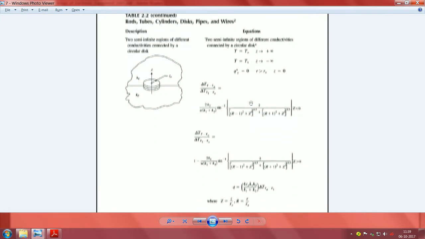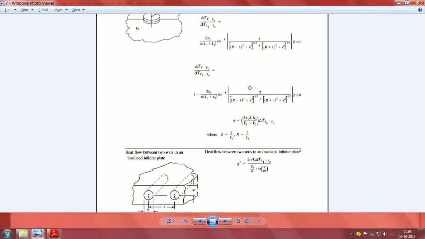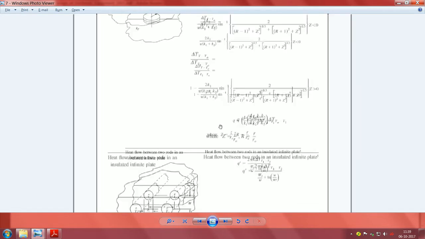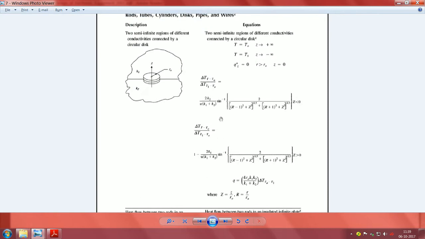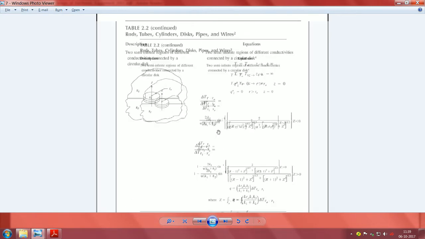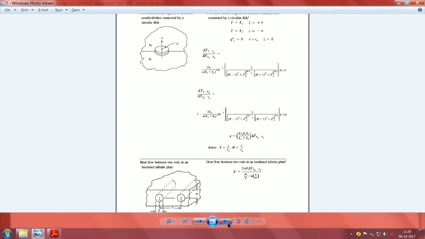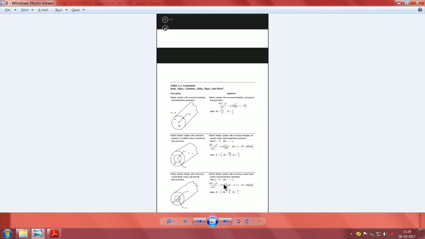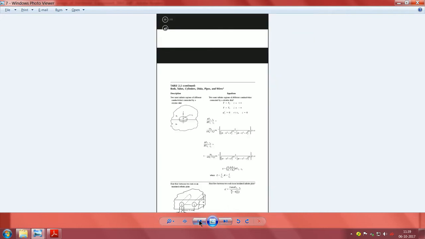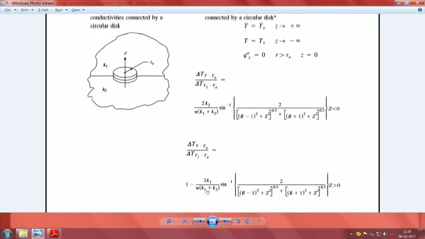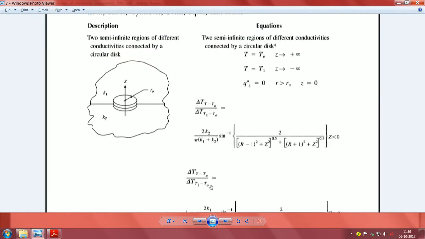No? All most known things, heat flow between two rods in an insulated infinite plate. Where are you likely to face these conditions? One of the things I can think of is probably when you are talking about a Peltier junction.